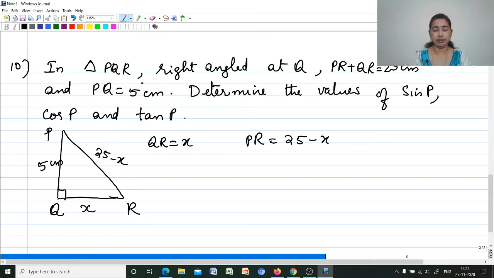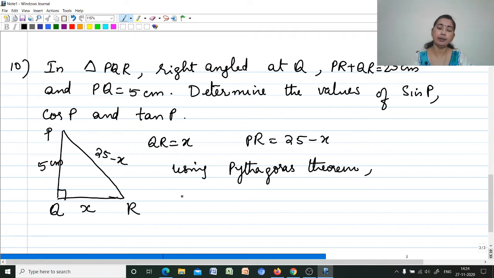Then we are supposed to find sin P, cos P, tan P and all. For that, we have to find the value of X. After getting the value of X, we can find the sides of this triangle and find sin P, cos P. For that, first we have to use the Pythagoras theorem for this right angle triangle. What is the Pythagoras theorem? Base square plus altitude square is equal to hypotenuse square.